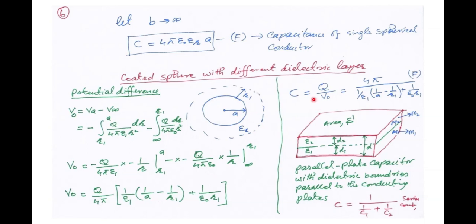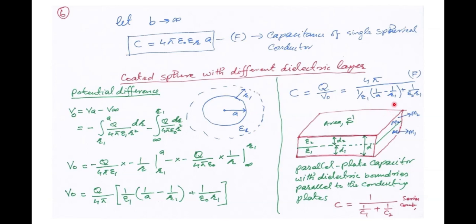Now the capacitance is basically the ratio between charge and potential. So rearranging this expression, we come across this one. This expression represents the capacitance of a coated sphere with different dielectric layers, or a single layer in this case.